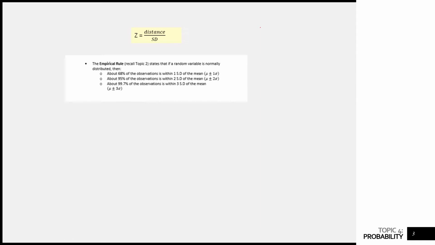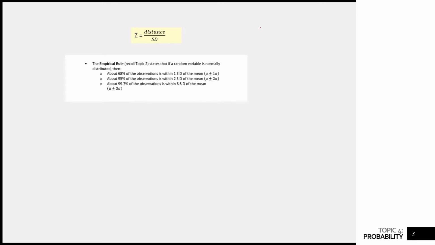So when you have the z, you identify is the z close to 1, close to 2, or close to 3. If your z is 1 or close to 1, then you can say that about 68% of the observations lie between two values. If your z is 2 or close to 2, you say that about 95% of the observations are between two values. And if your z is 3 or close to 3, you say that about 99.7% of the observations lie between two values. Okay, so I think that's what we studied back in topic 2.